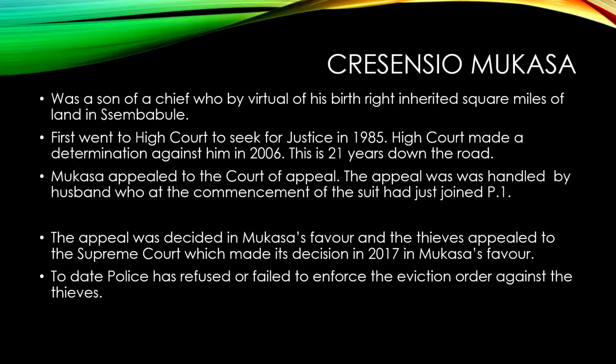Crescencio Mukasa. Crescencio Mukasa is a peasant, the son of a chief, who shouldn't have lived the life of a peasant. So he has lived all his life as a beggar on someone else's land, as a squatter, but he has got square miles of land. Somebody pushed him out of the land. In 1985, he went to try and get it done. He went to High Court. He lost. He went to Court of Appeal. The matter was decided in his favor. They said, go back and get your 2 square miles of land.